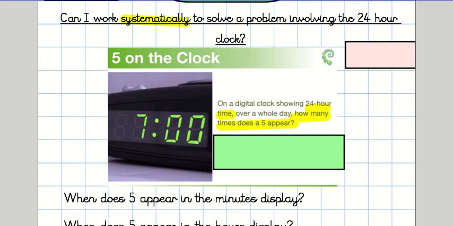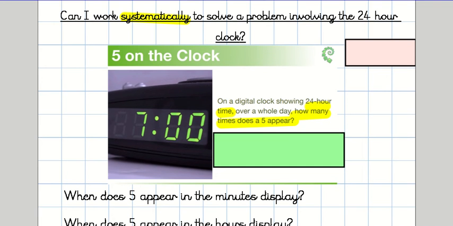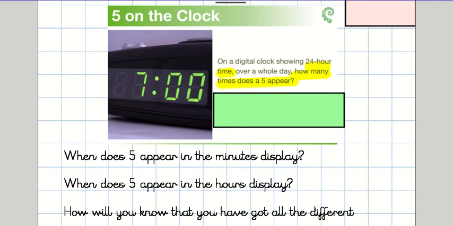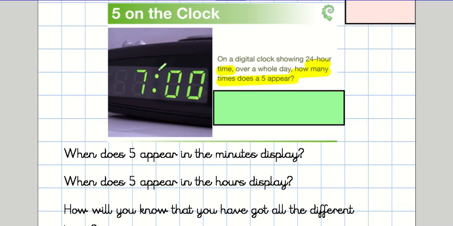Here's some questions for you to think about, and then I'll suggest a way that you might want to get started with this problem. So have a think. When does 5 appear in the minutes display? So we've got our 2 minutes displays here. When does the 5 appear in the minutes display during the 24-hour clock? And when does 5 appear in the hours display? So we've got here and here our hours display. Have a think about that.